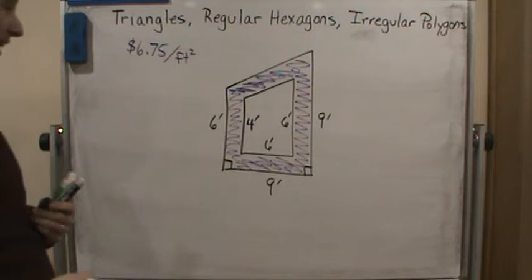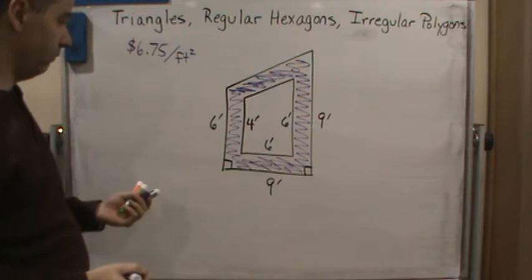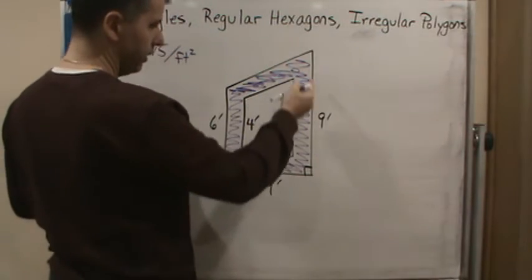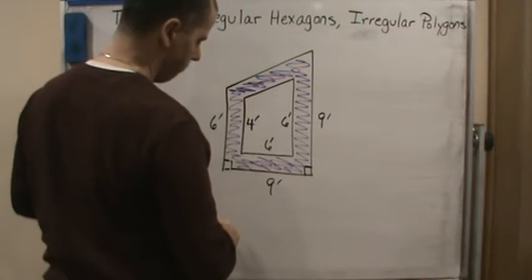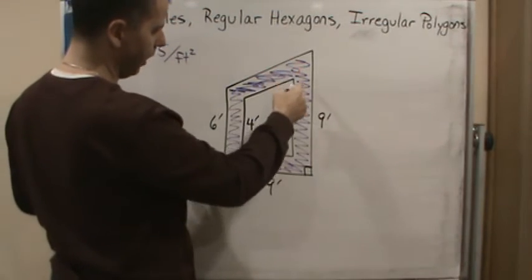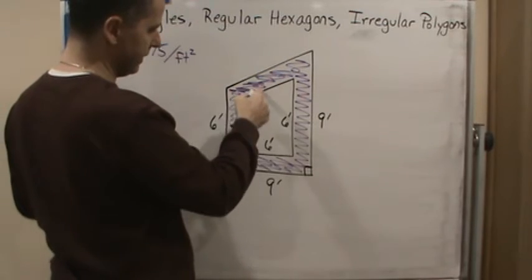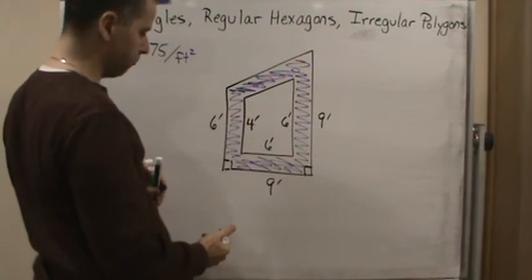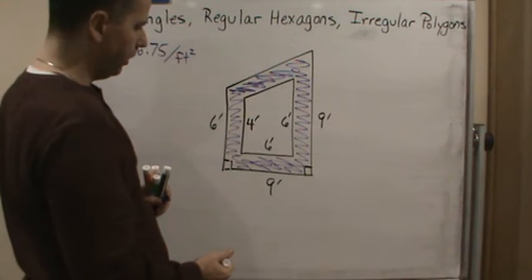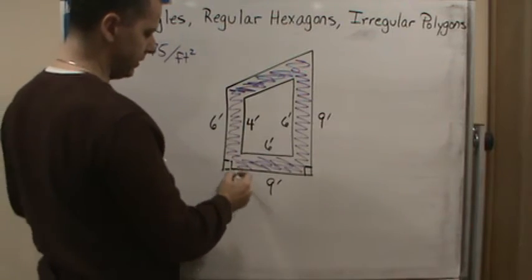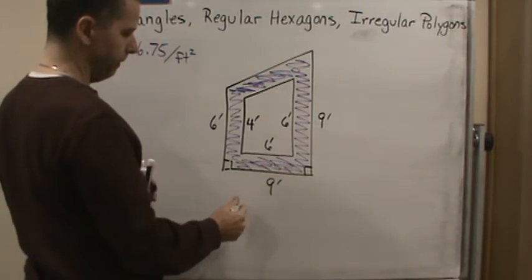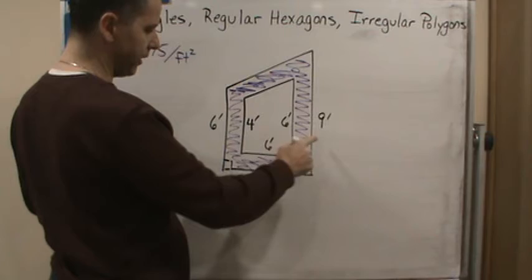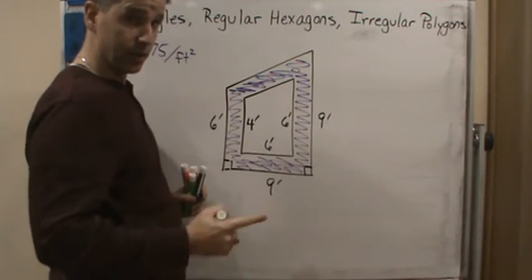How are we going to do this? This is an irregular polygon, right? So how are we going to do that? Well, notice that the path around is the same. The distance, the thickness, or the width of the path is the same. But what kind of shape is this? This is the shape of a trapezoid, right? We've got two square angles here. So we've got one set of parallel sides. These two sides are not. So this is a trapezoid.